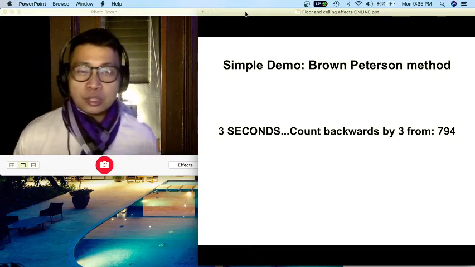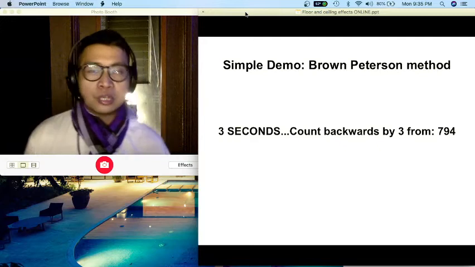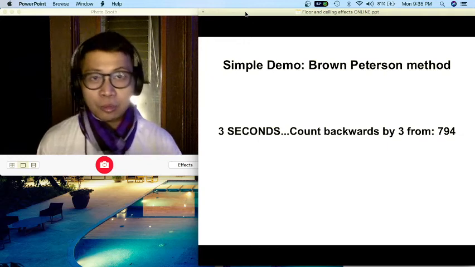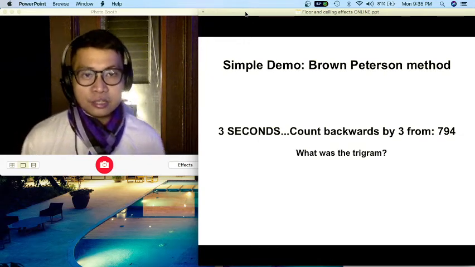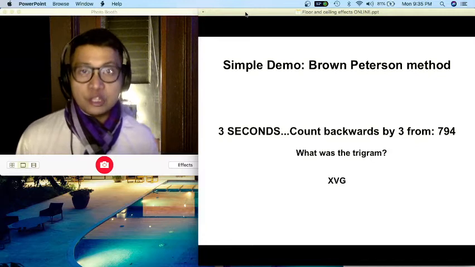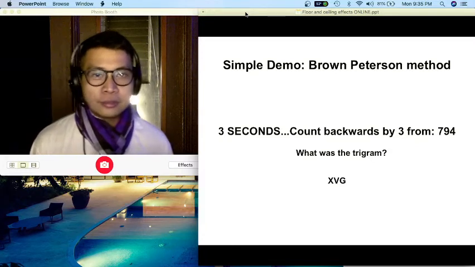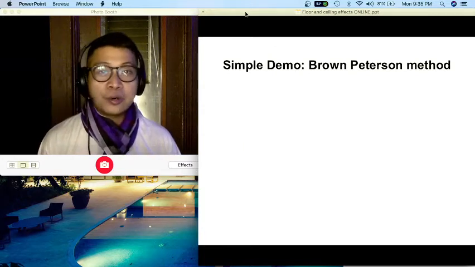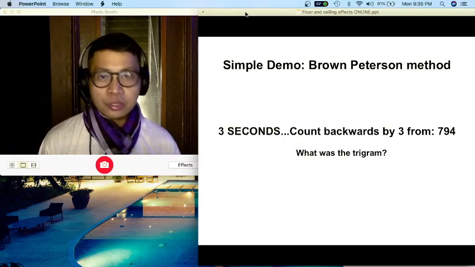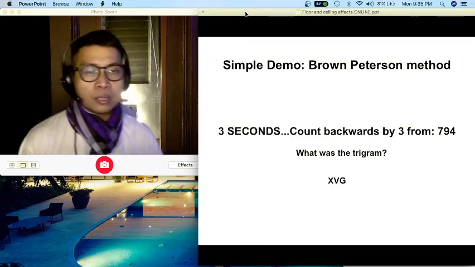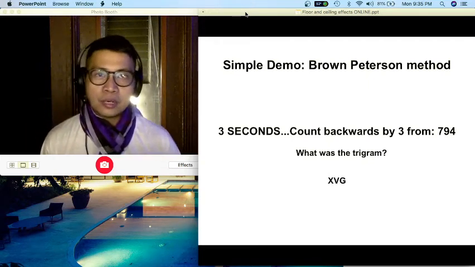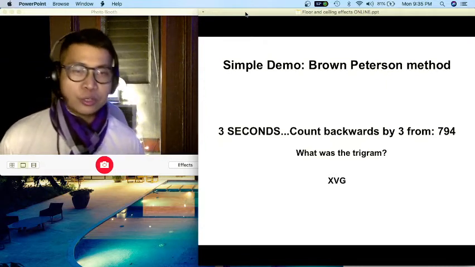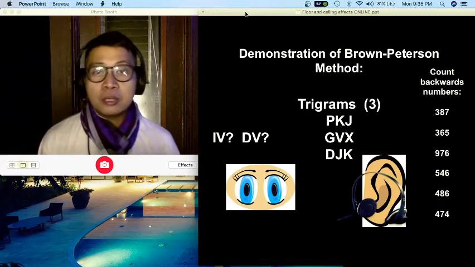After 3 seconds that you have been counting backwards, you will be asked to recall kung ano yung trigram na nakita mo kanina sa screen. In that case, you need to answer XVG for you to be considered correct. Kasi yun yung lumabas na trigram kanina sa screen. Yan, there you go, XVG. You count backwards minus 3 for 3 seconds and then recall what trigram did you see. Yan yung tinatawag natin Brown-Peterson method. So this is one good way for you to measure your dependent variable on memory.